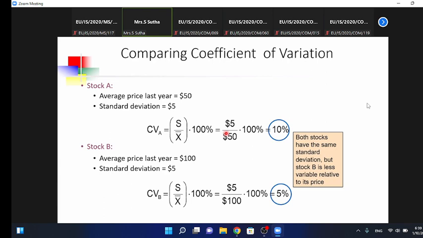Looking at the average prices of stocks and the variations of stocks, which one will you choose for investment purposes?